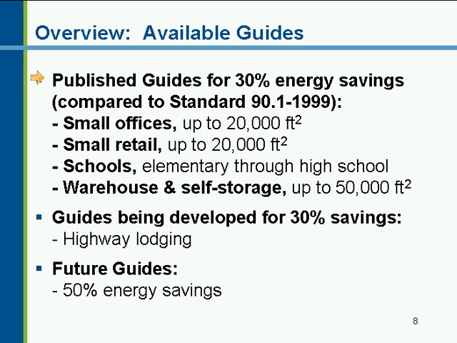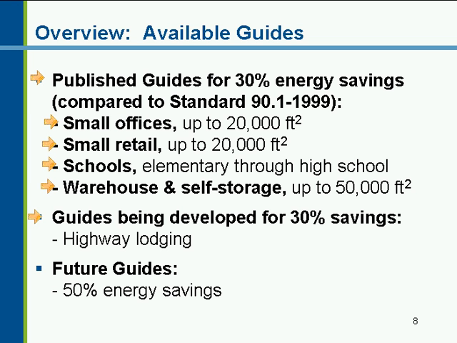Now, the guides published to date, I mentioned the 30% energy savings. That's the goal for the first series of guides. The 4 that are available: small offices cover buildings up to 20,000 square feet. The small retail also covers buildings up to 20,000 square feet. Schools has a little different focus. It covers elementary schools all the way through high schools, so it covers some larger buildings there. The warehouse and self-storage guide covers buildings up to 50,000 square feet.